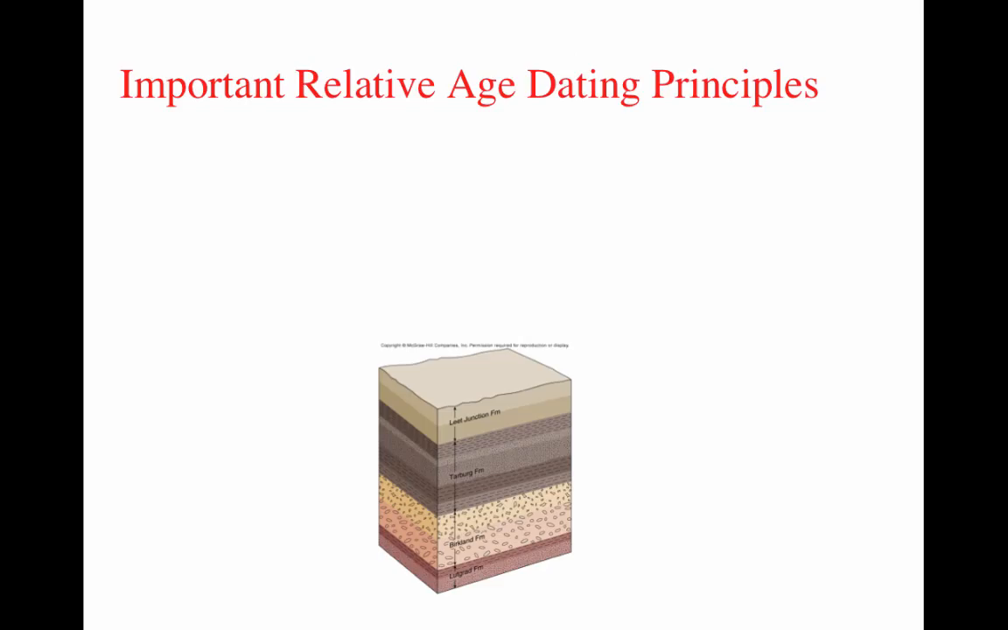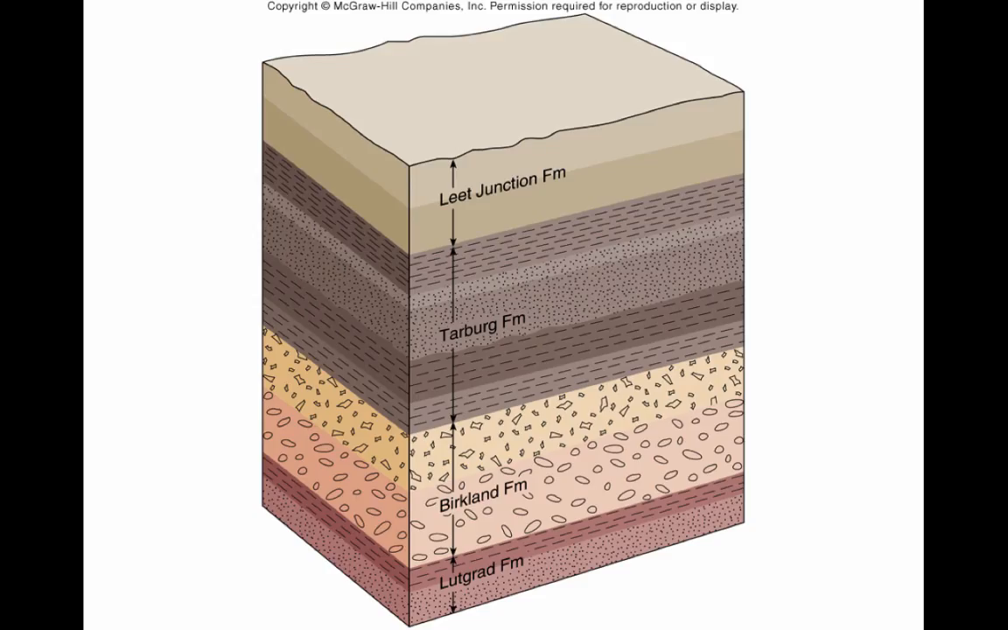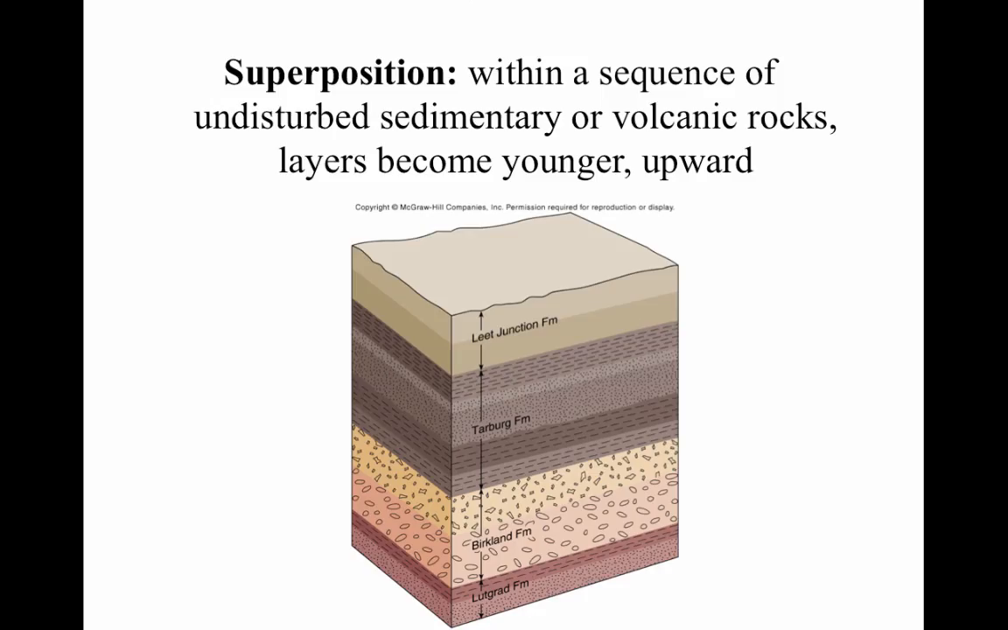So let's talk about some of the principles. Here's a principle called original horizontality. All sedimentary beds were originally deposited in water, and they formed close to horizontal because of gravity. So you can see here several layers of sedimentary rock, and they are all horizontal, one put down on top of the other. The law of superposition says that if you look at a sequence of undisturbed sedimentary rocks, the younger layers are on top, the older layers are on the bottom.